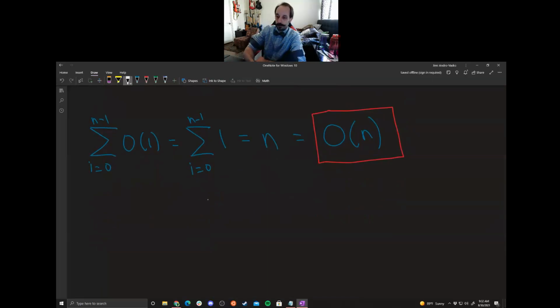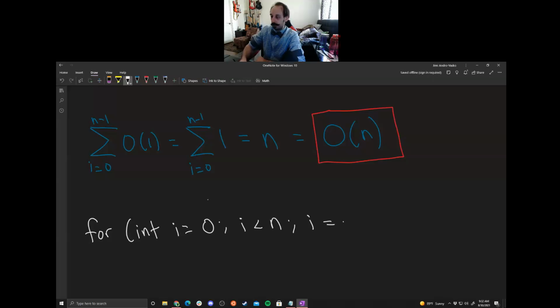Let's do another example. Int i equals 0, i less than n once again, i equals i plus 2, and then we'll put our fancy hello world here.